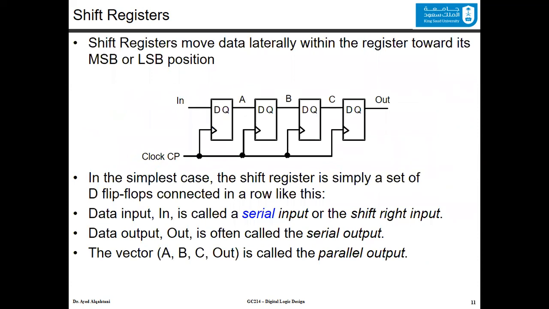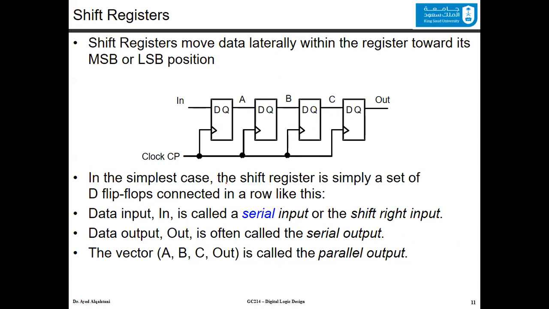Now, the shift registers move the data laterally within the register towards its most significant bit or least significant bit position, based on where the input and the output are. Here, if we have a clock, the clock would be common to all the D flip-flops. The input goes inside the first D flip-flop. The output of the first D flip-flop would be the input of the second D flip-flop, and so on.